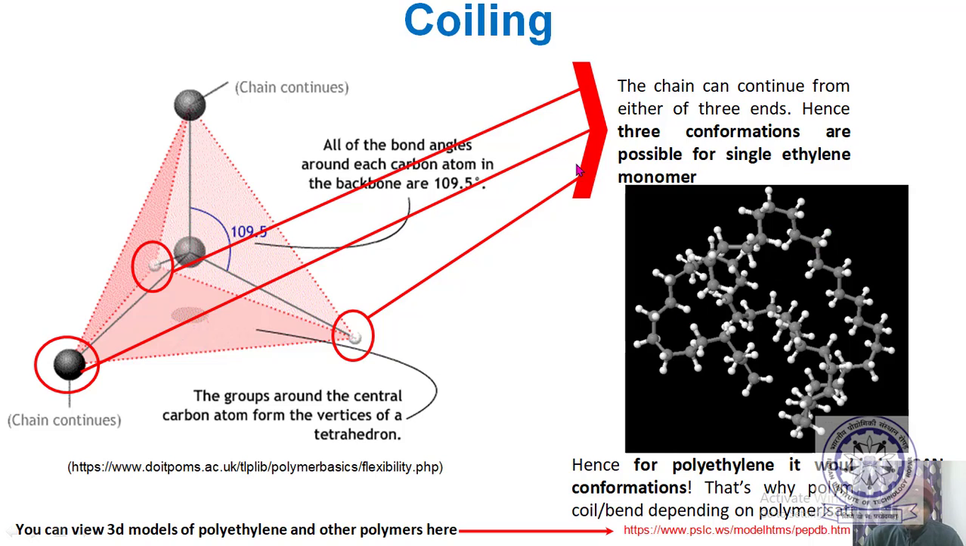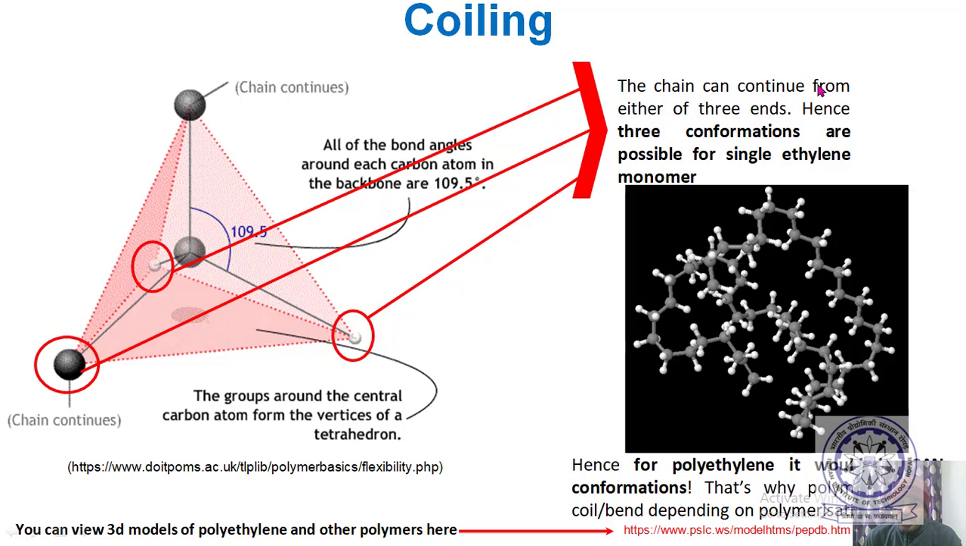Now coiling. You have seen why coiling actually happens. All the bond angles around each carbon atom in the backbone are 109.5 degrees. Now all the bond angles, this bond, this bond, this bond, this bond, form a tetrahedron like this. The groups around the central carbon atom form the vertices of a tetrahedron.